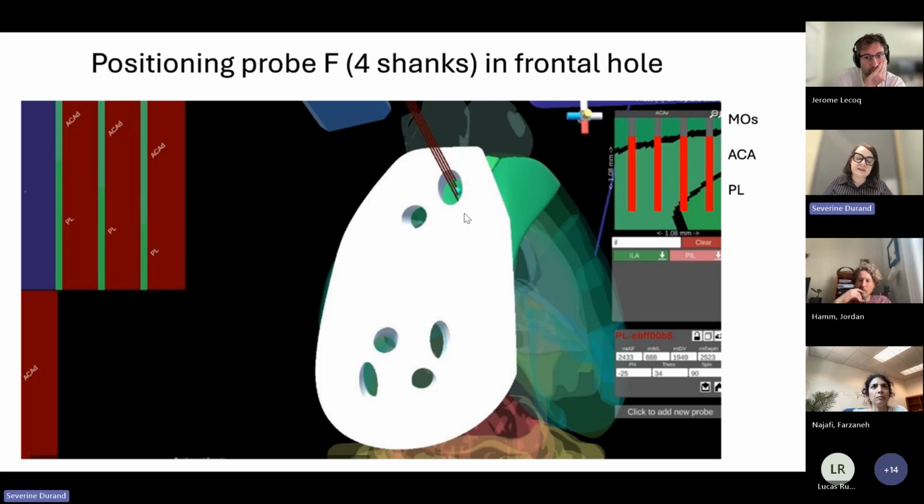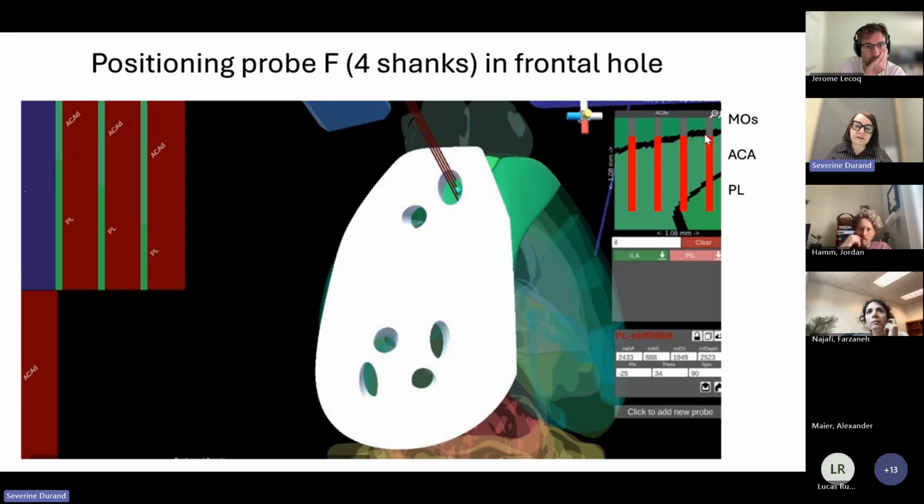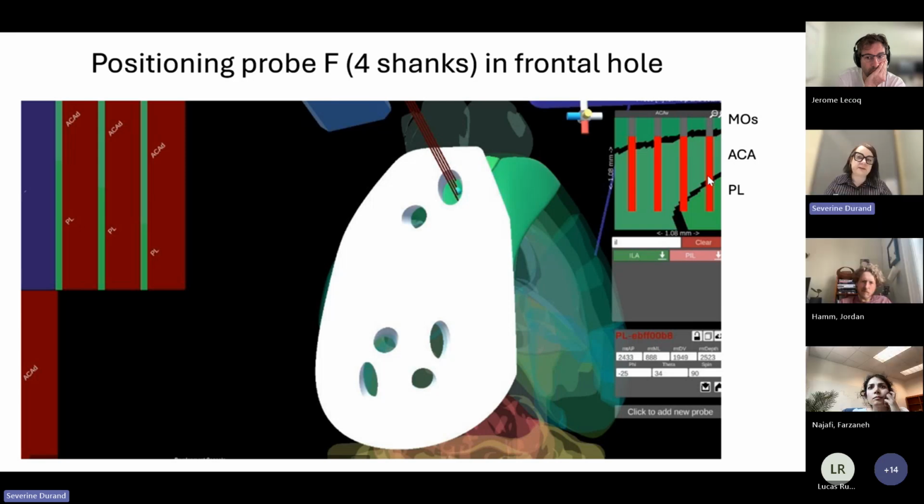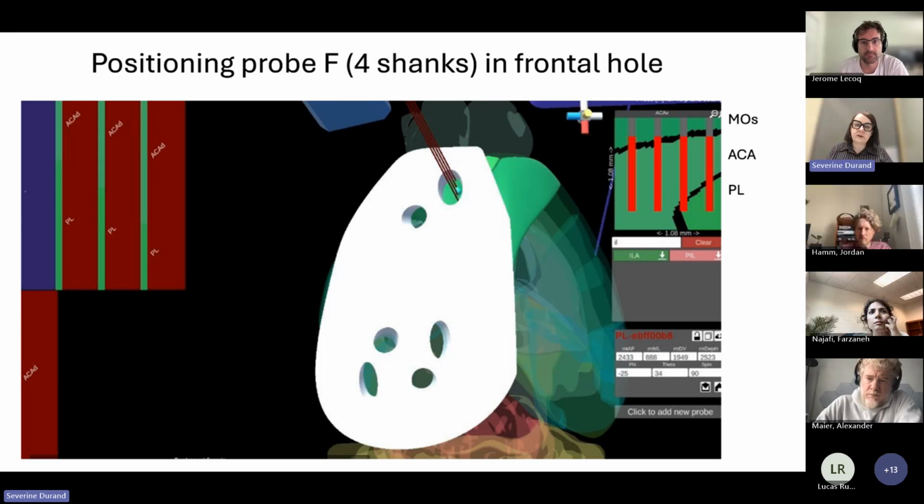As you can see, even if you use this 4-shank probe, you get basically only ACA and PL. You miss a lot of MOS. You cannot record deep because the channels are distributed over the shanks. It's the same number of channels as on the one shank, but distributed over 4 shanks, so there is less span of channels.